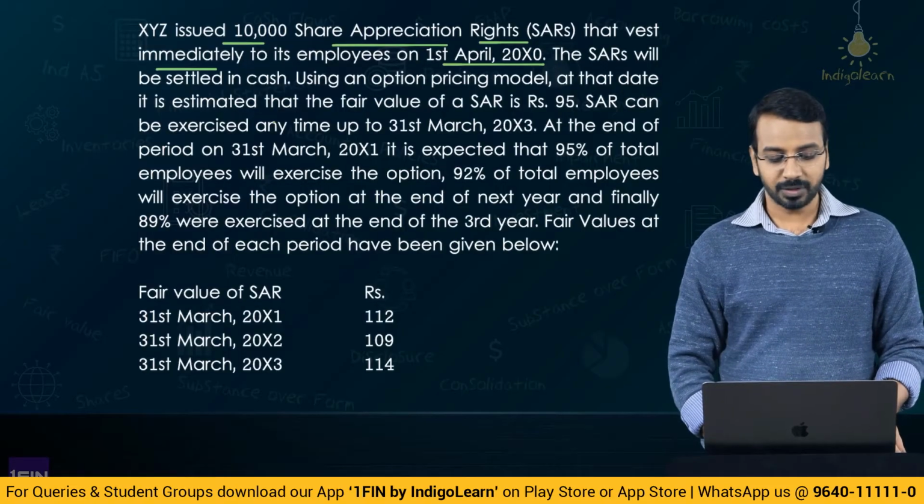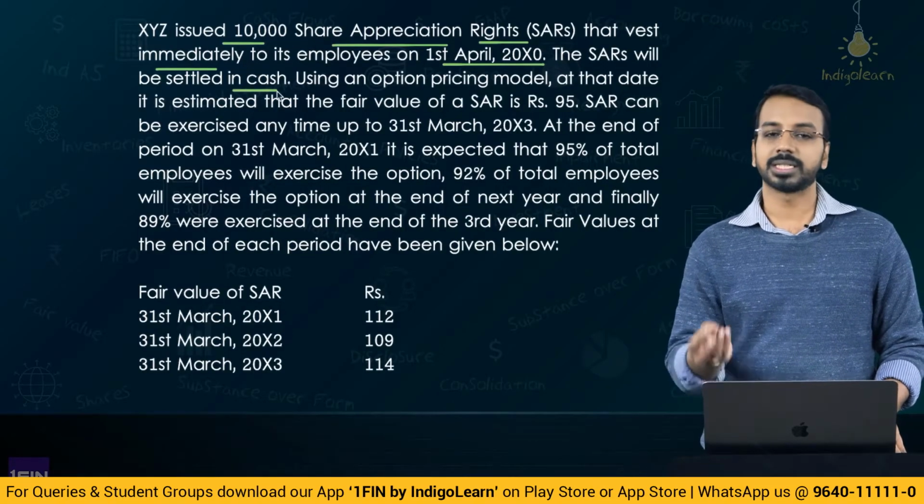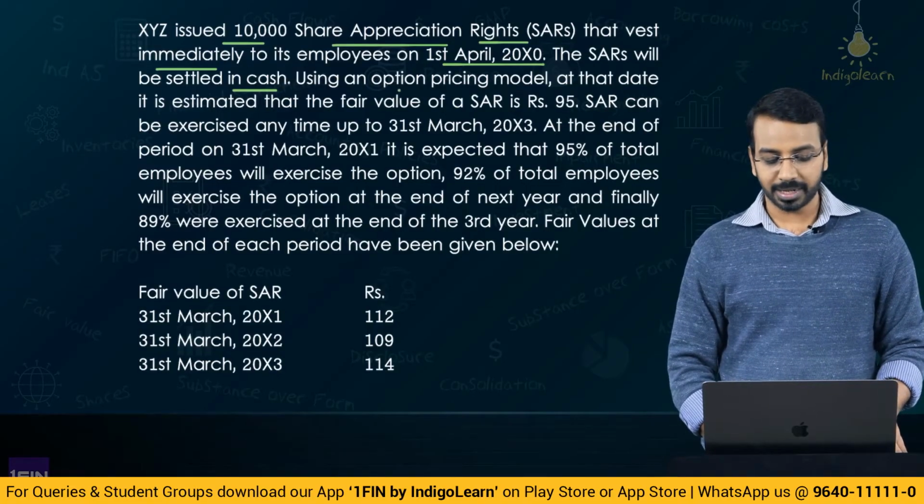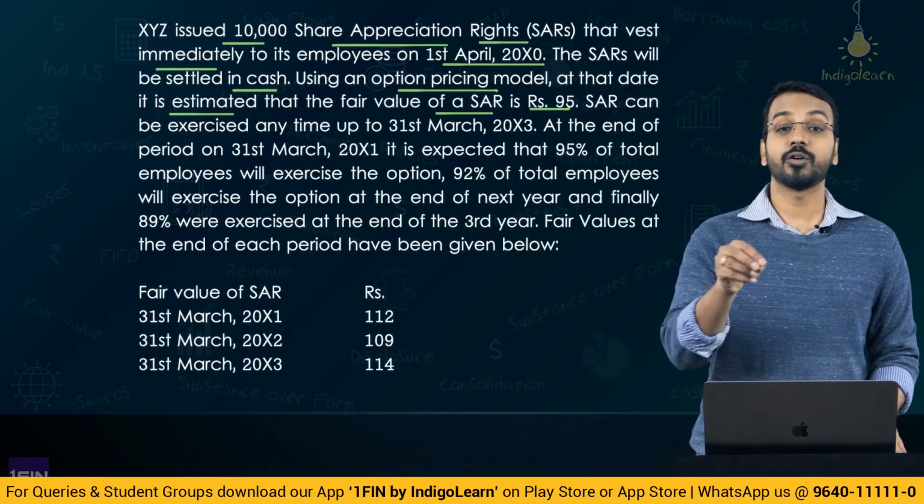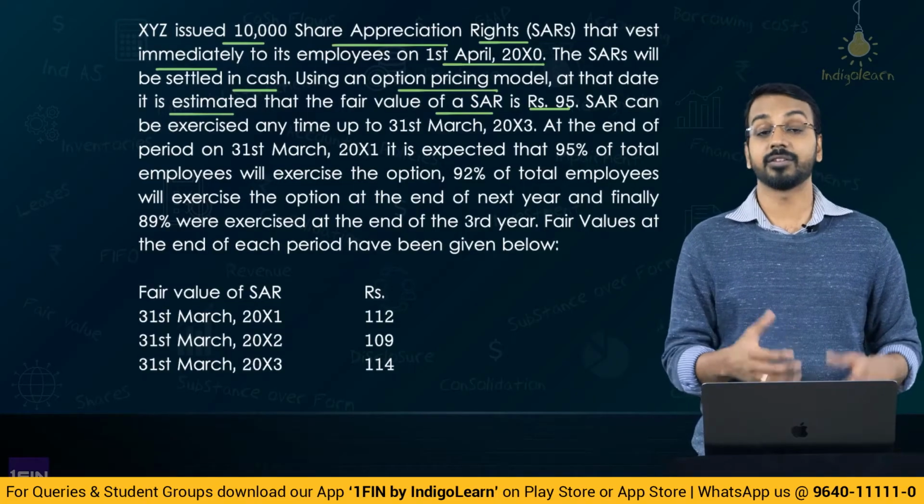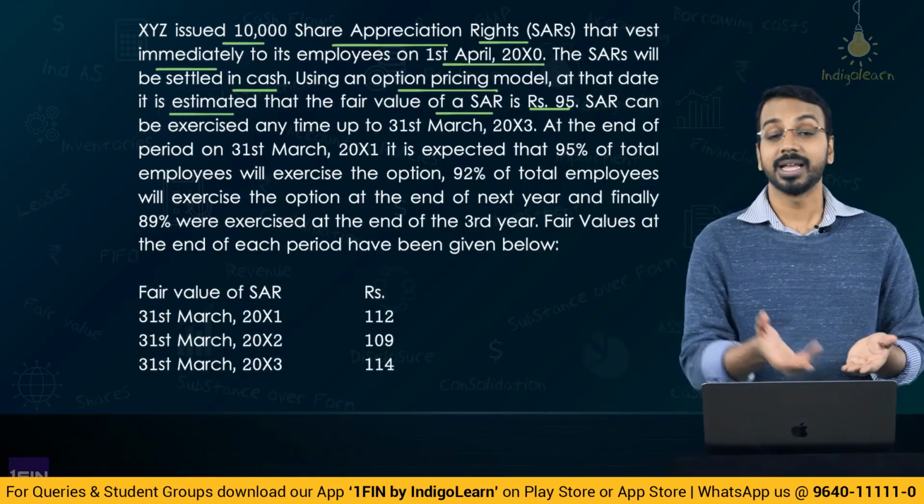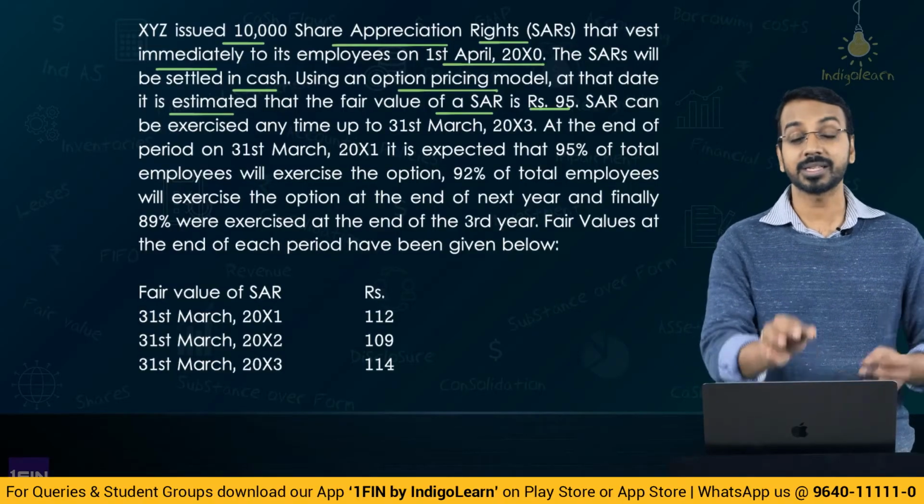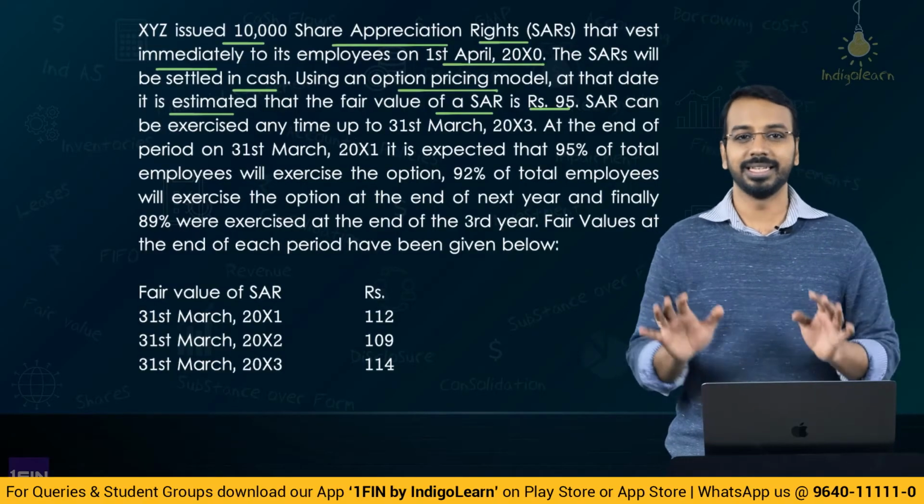The SARs will be settled in cash. So the share appreciation rights will be settled in cash. Using an option pricing model, at that date it is estimated that the fair value of a SAR is 95. So the fair value of a share appreciation right is 95. Meaning to say, what is the expense? 95 multiplied by 10,000, 9,50,000 is the expense to be recognized immediately.